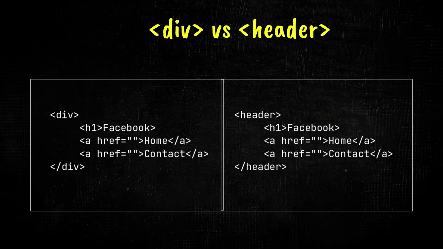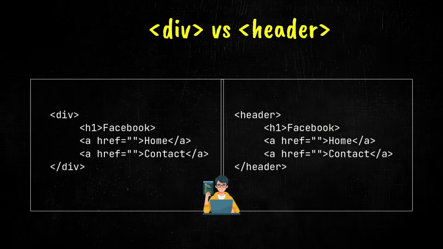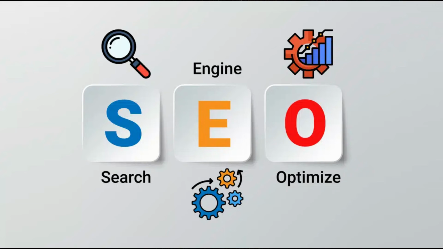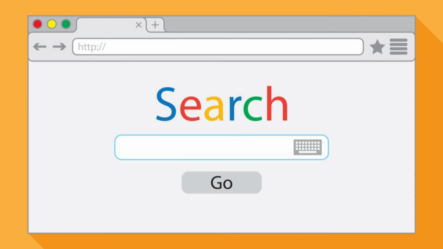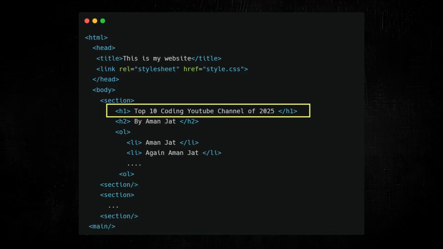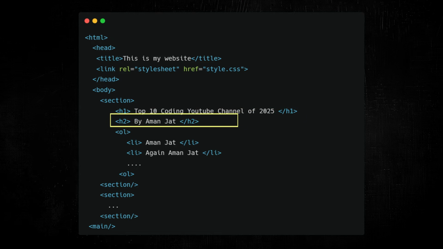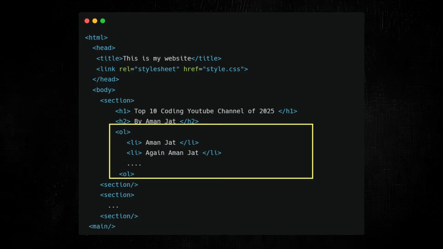But that's not the only power of semantic tags. They don't just help developers, they also help search engines like Google. If you use semantic tags properly, it makes it easier for Google to understand your website structure. Like what is the main heading, what is the subheading, what's the body content, and so on.